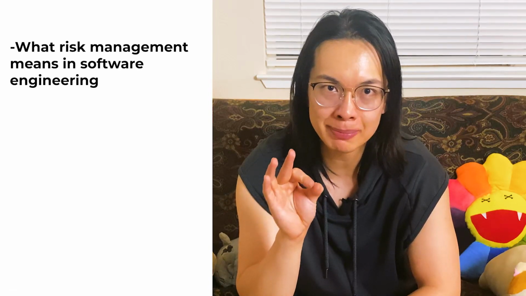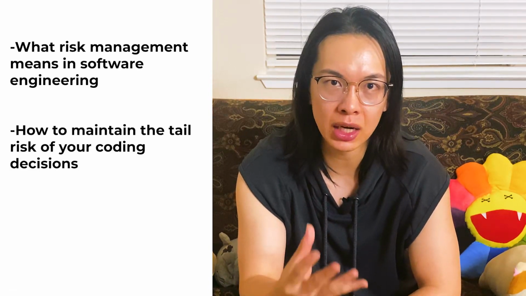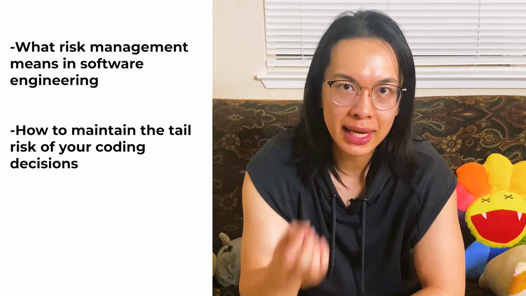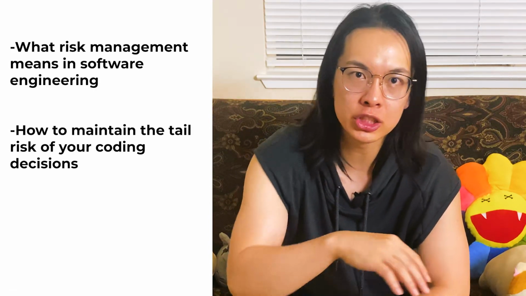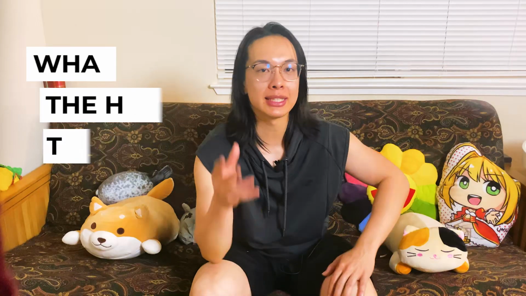So today, I'll be discussing what risk management means in software engineering, how to maintain the tail risk of your code and your coding decisions, and how most of you walk around assuming a large amount of tail risk without even realizing it. So first, what the hell is tail risk? Tail risk is, by definition, a form of portfolio risk that arises when the possibility that an investment will move more than 3 standard deviations from the mean.